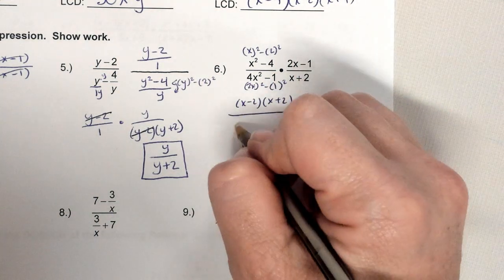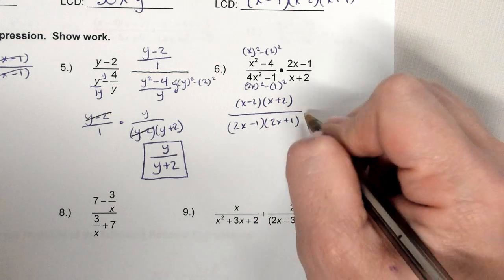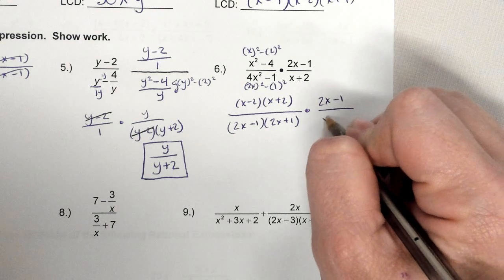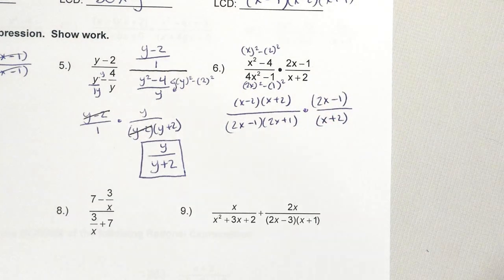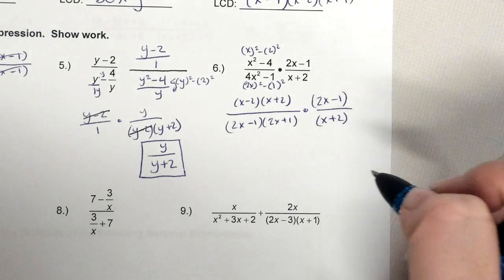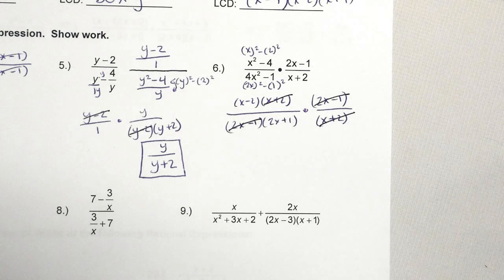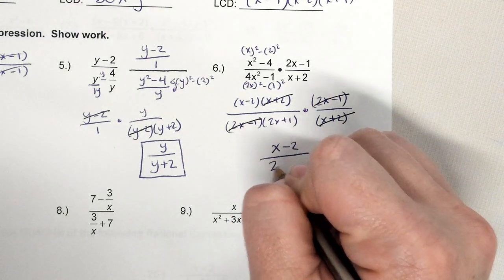So that becomes 2x minus 1, 2x plus 1, times, does not factor, so 2x minus 1 over x plus 2. You can put them in parentheses, you don't have to. And then we cancel anything that can cancel. So the 2x minus 1's cancel, x plus 2's cancel, and we're left with x minus 2 over 2x plus 1.